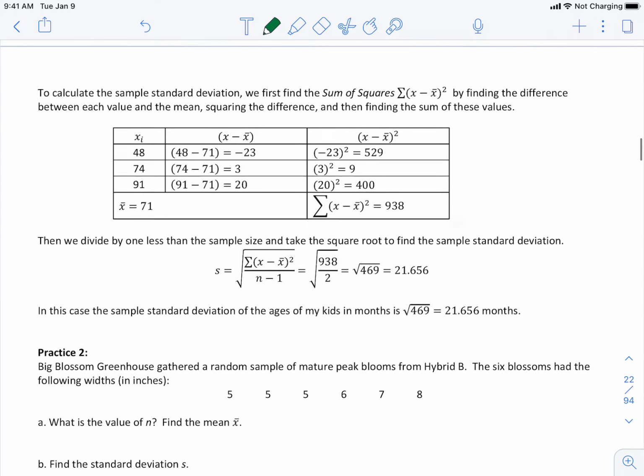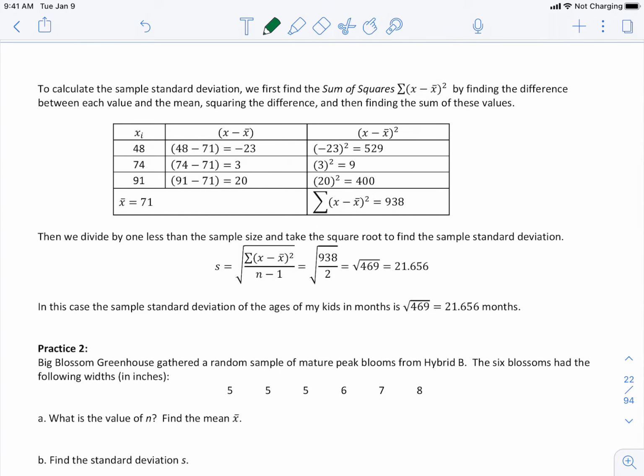To do the sample standard deviation, we're going to find the sum of squares by finding the difference between each value and the mean. Then we square the difference, and then we find the sum of these. So this is all written out in the table. We're going to divide by 1 less than the sample size. So in this case, our sample size was 3, so I'm going to divide by 2. And then take the square root to find the sample standard deviation. In this case, the sample standard deviation of the ages of my kids in months is 21.656 months, or just under 2 years.